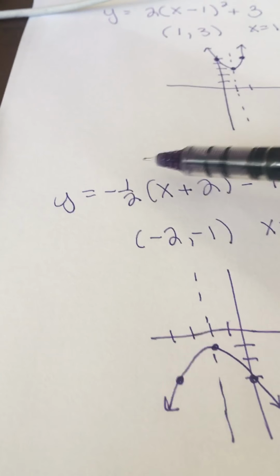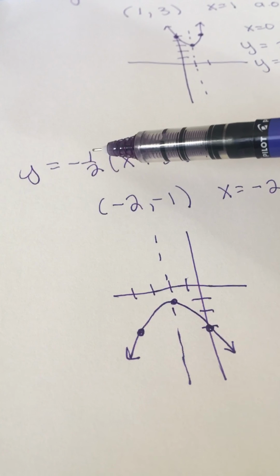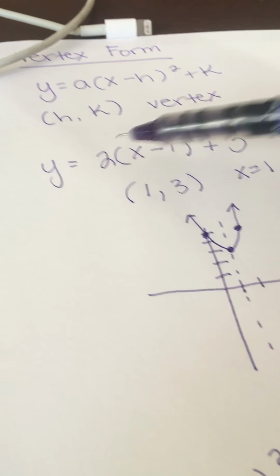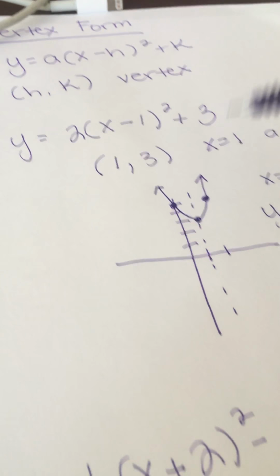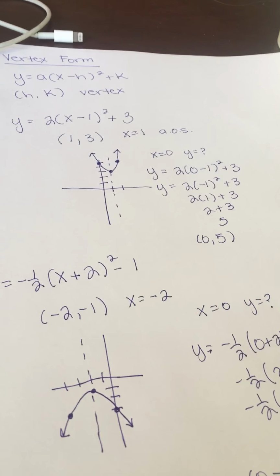Some things to remember. This is negative, so it has to be opening down. It's 1/2, so it should be wider. This one was positive, so it's opening up, and it was greater than 1, so it's going to be a little bit narrower. So I hope that helps. I hope that clarifies. Let me know if you need any more help.